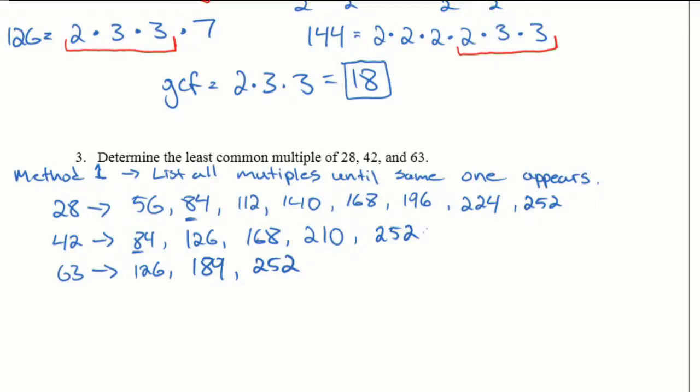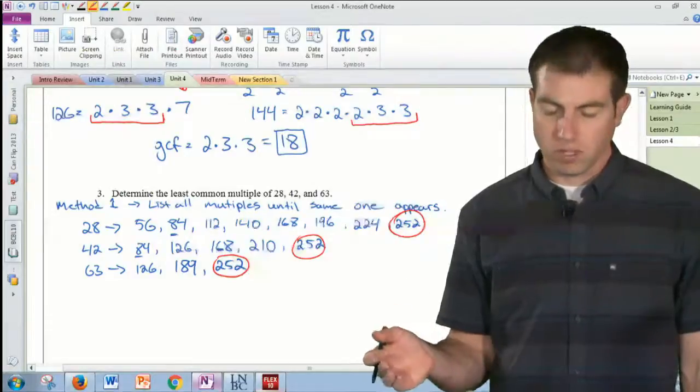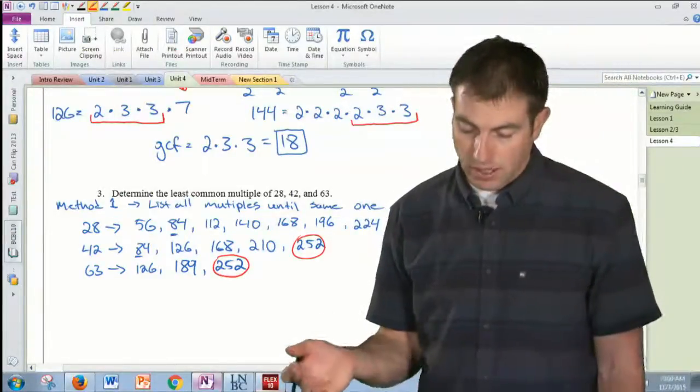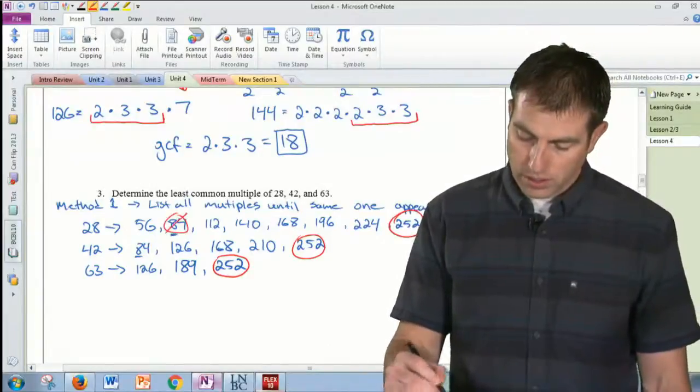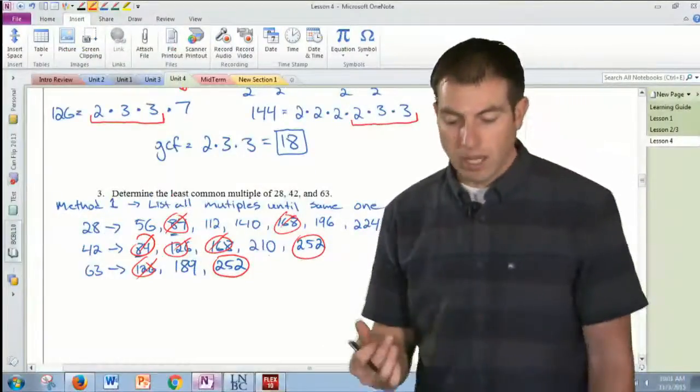So I see that all three of these terms will eventually multiply to 252. Is there any number smaller than 252 that they all three multiplied to give me, or multiples of them would give me? There isn't any. This 84 appeared here and here, but it didn't appear in the 63. 126 appeared here and here, but not in the 28. 168 appeared here and here, but not in the 63. So the only one that works is the 252, because all three of them will eventually multiply to 252, and that's the smallest one. So that's one method.